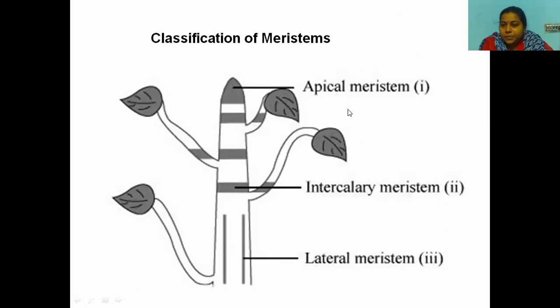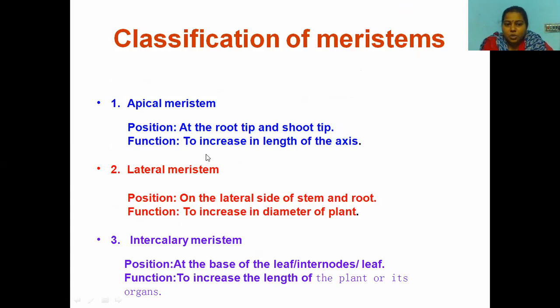This is the apical meristem. It is mostly present at the tip portions of shoot or root. So see, this is a tip. Here we can see the meristematic tissue. Its function is to increase the length of the axis. So it helps in the longitudinal increase of the plant. Right.